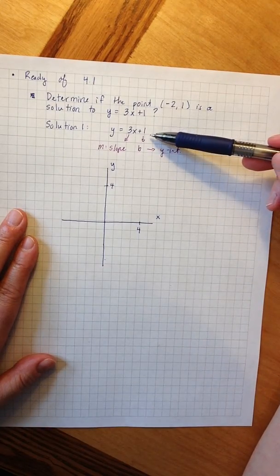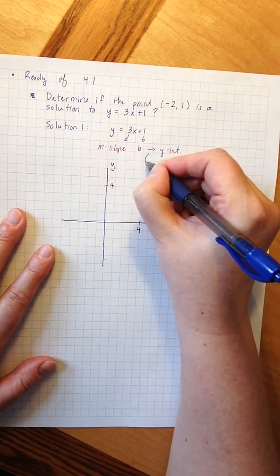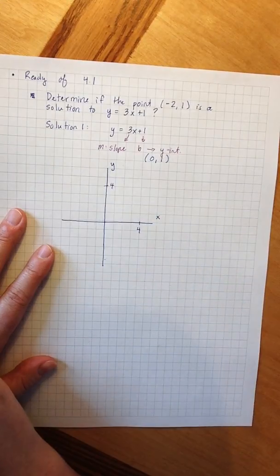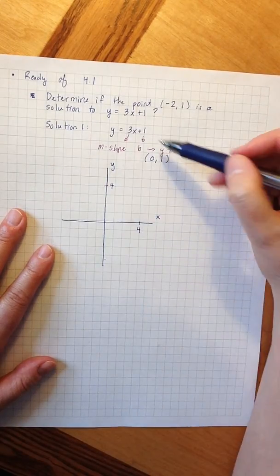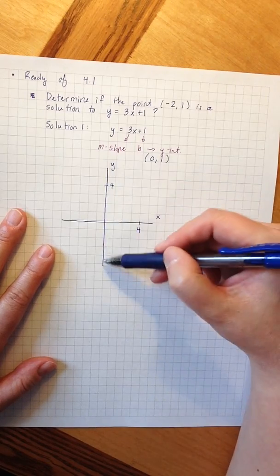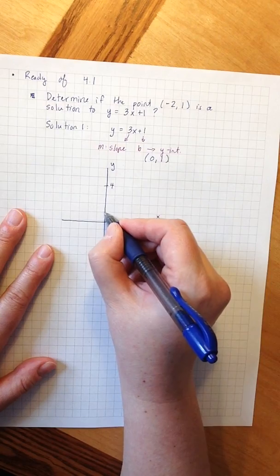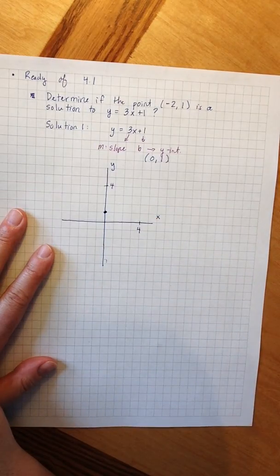So the first thing I need to plot is my y-intercept, which is 1, which is also the point 0, 1. There's several ways to think about it. One you can think of as where the number sits on the y-axis. The other is to recognize that it is the point 0, 1. So I put my first dot there.